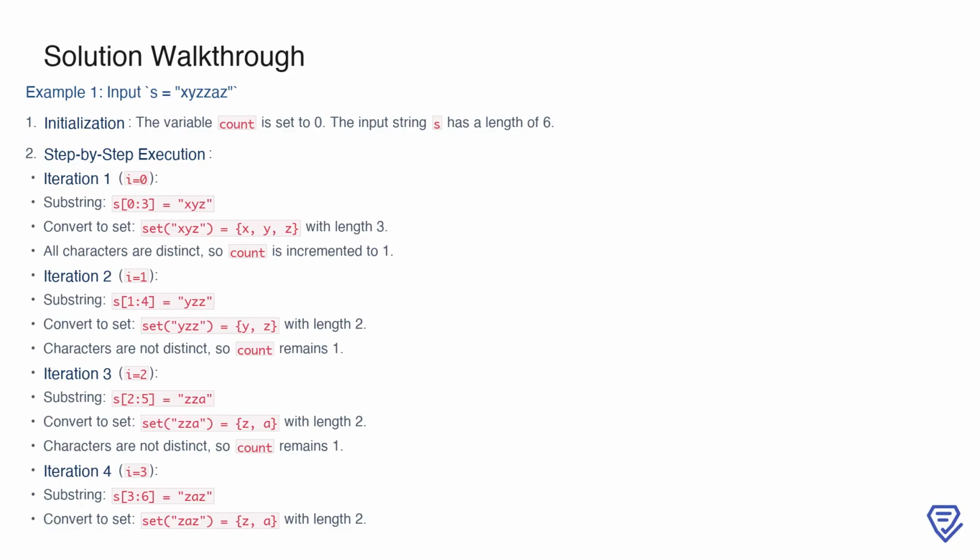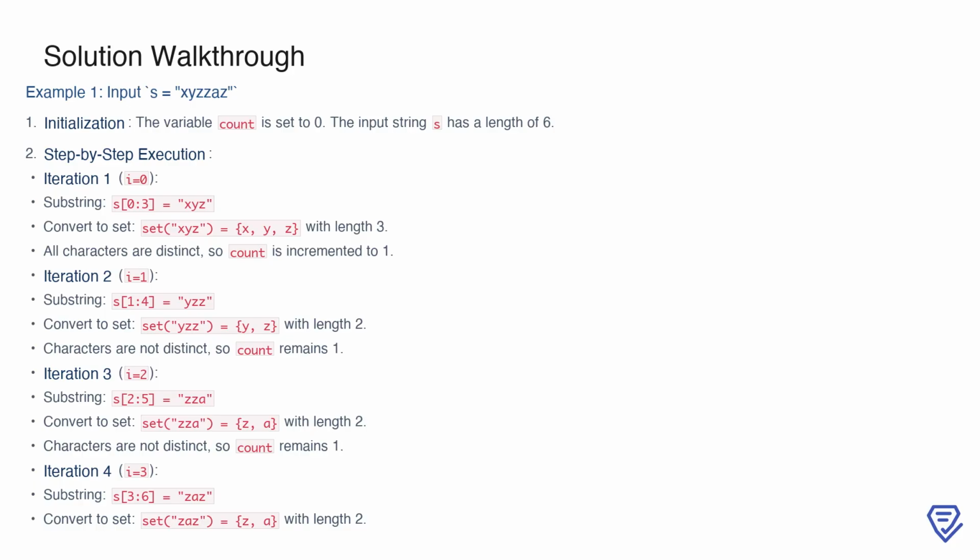In the first iteration, where i equals 0, the substring is xyz. Converting this substring to a set gives x, y, z, which has a length of 3. Since all characters are distinct, we increment count to 1. In the second iteration, i equals 1, the substring is yzz. Converting this to a set results in y, z, which has a length of 2. Since not all characters are distinct, the value of count remains 1.